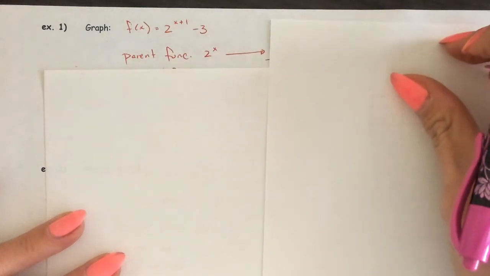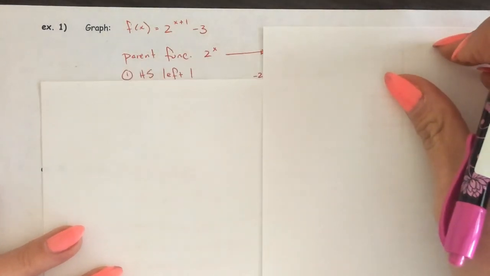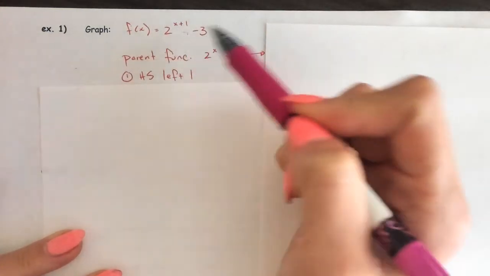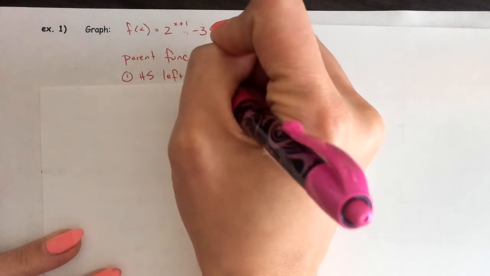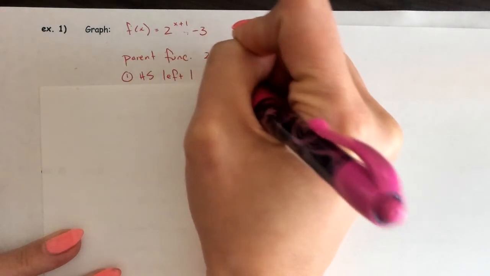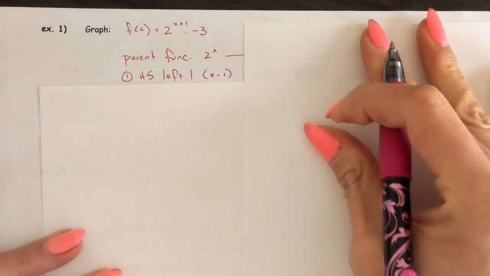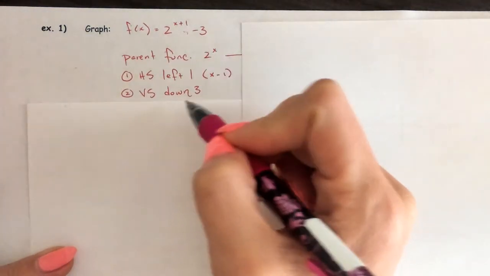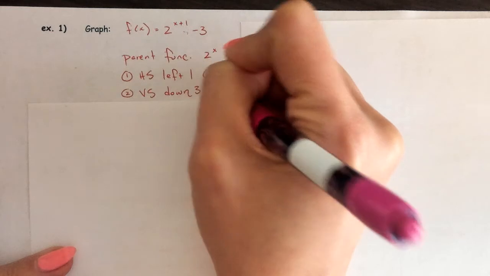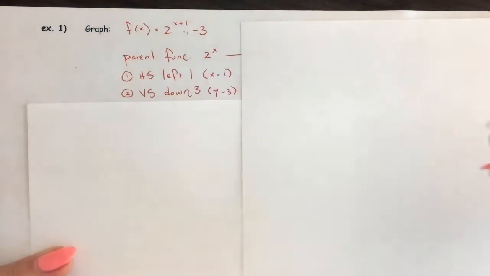And you can actually do this first before you even do any plugging in. What is that +1? It's a horizontal shift left 1. So I like to write it like this, x minus 1, because x is the opposite, remember. And then the vertical shift is down 3. I think it's better to write it like this, y minus 3.